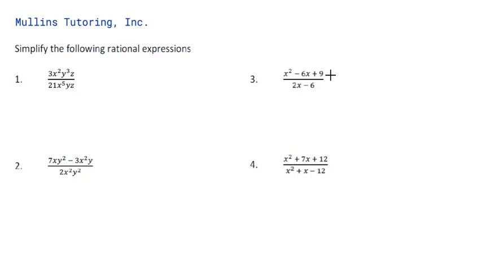Today I'm going to review how to simplify rational expressions. So let's look at our first rational expression. We have 3x squared y cubed z over 21x^5 yz. So the terms are multiplied, therefore we can divide z into z, which would give us 1. The second thing we're going to do is we'll put the 3 over 21.